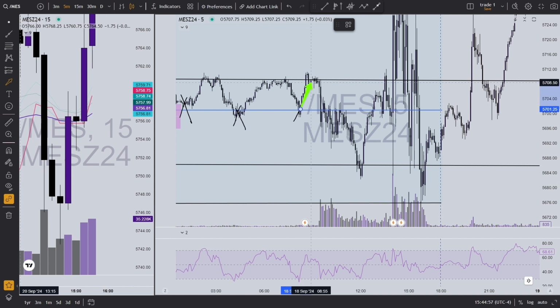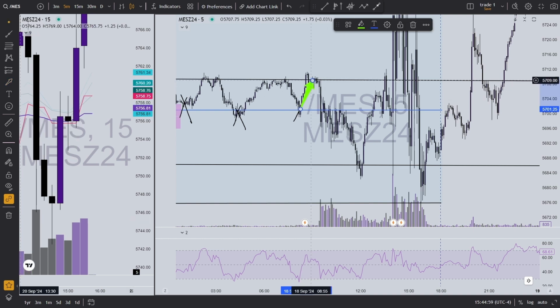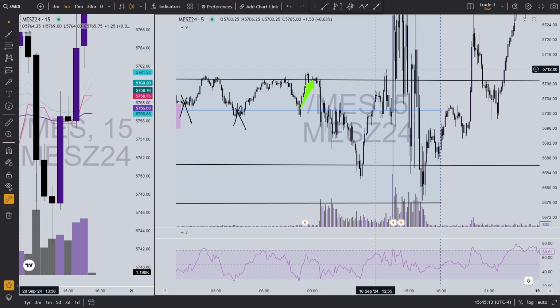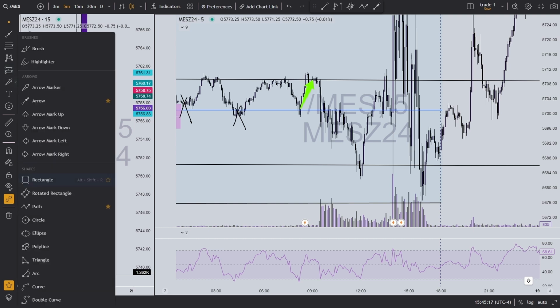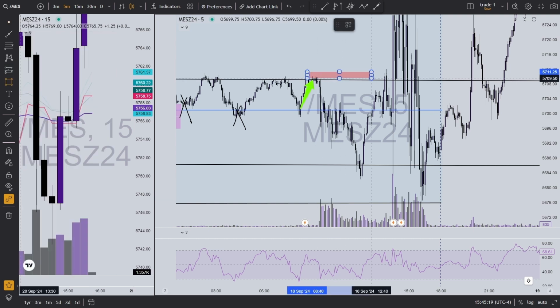So you could take a long here, right? You are setting your take profit somewhere along that range at the top end there, such as, right? And you are setting your stop loss somewhere down here.